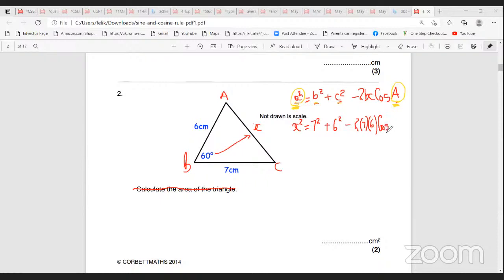What's the value of angle A? 60. 60 degrees. So again, the angle here and the side here must match. They must be the pair. All right, let's go ahead and simplify this and find the value of x squared.